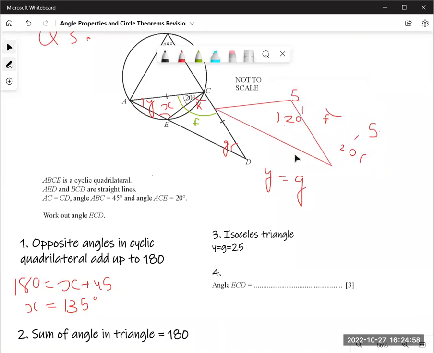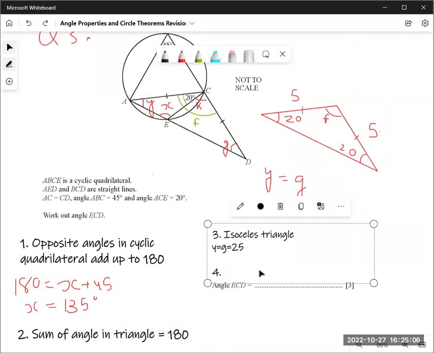If I take this guy there, you realize this is the same triangle. So how do I find F? 20 plus 20 is 40, 180 degrees minus 40 degrees. What is the reason? The angle sum property. So 180 is equal to 20 plus 20 plus F. So F is equal to 140.